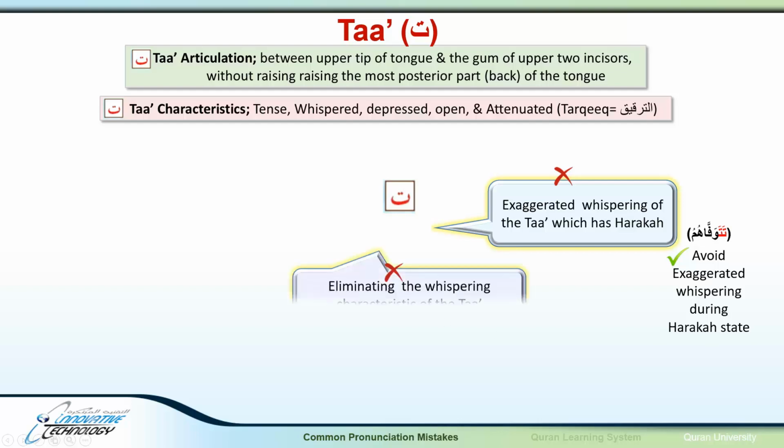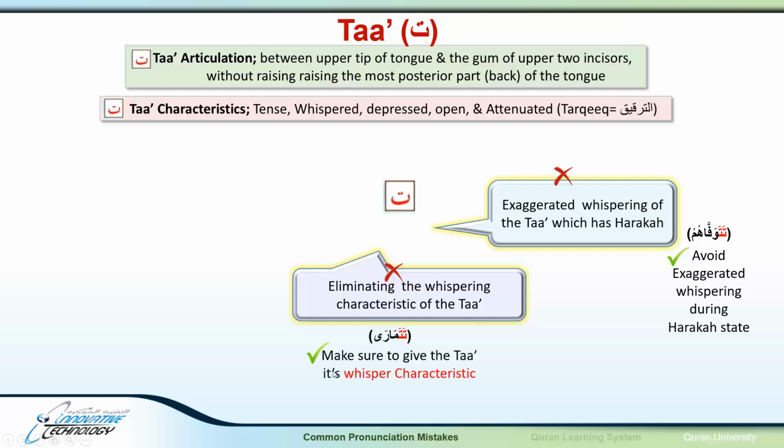The second mistake is the opposite of the first one. In this case, we totally eliminate the whispering characteristic of the ta, and make it very short, where you would barely hear the whispering of the ta. Example: tatamaro. Again, this is wrong, and the right way of pronouncing it is like this: تتمارى, tatamaro. So you need to make sure to give the ta its whisper characteristic.